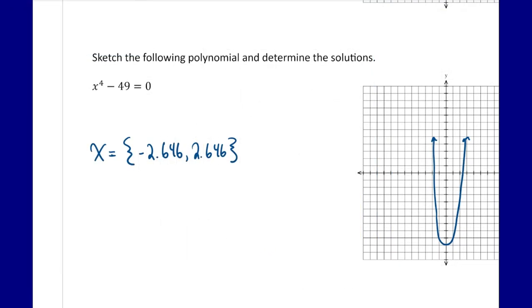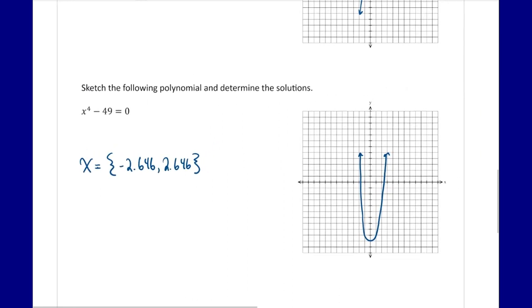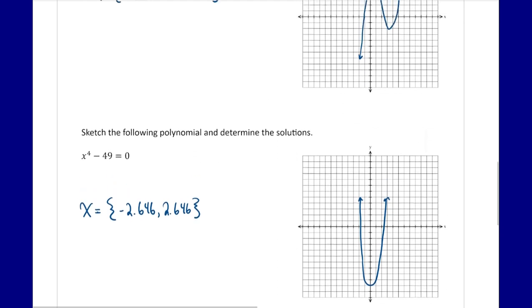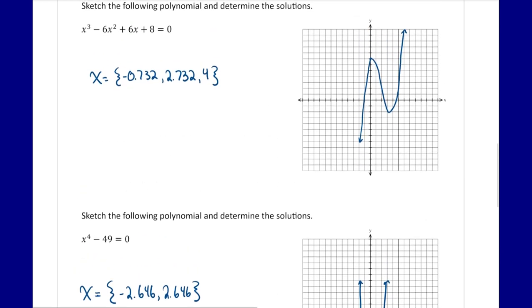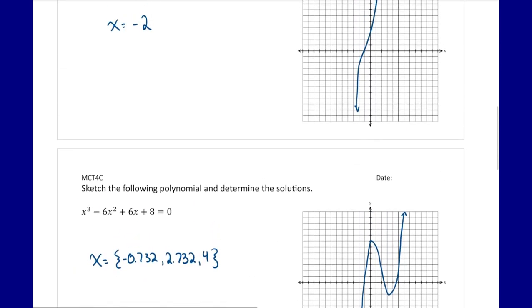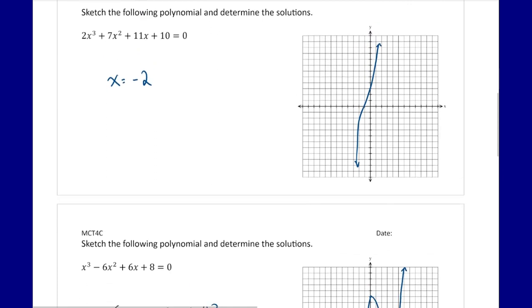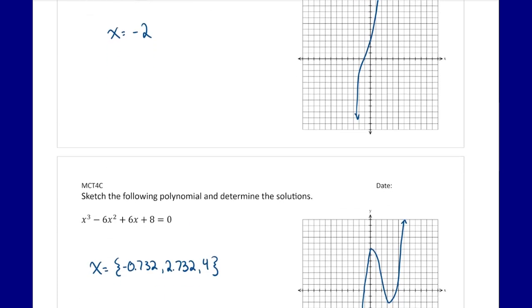So really straightforward. Just entering these polynomials into Desmos, looking for the x-intercepts, and writing down the x value, which would be our solution. And just roughly sketching the general shape. Again, we're more concerned about what it looks like, what the characteristics are, rather than how accurate our graph is. As long as we see the general shape, we're good.